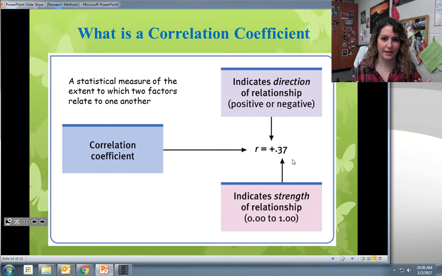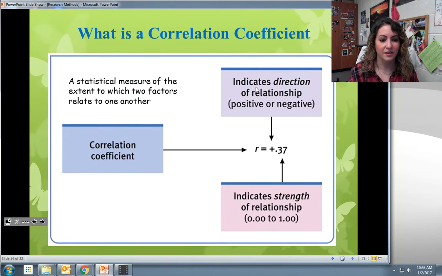Like the murders and ice cream sales, they're positively related, but that's not a strong relationship. It's not like a +1. It's not even going to be like a 0.9. It's probably going to be like a 0.4. So it's a positive 0.4, so it's a positive relationship. It's not a strong one. It's closer to 0 than it is to 1.